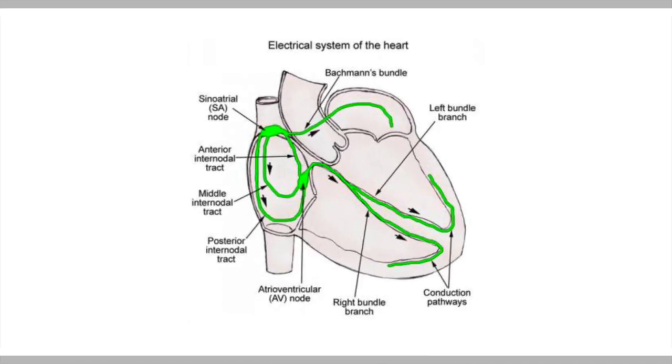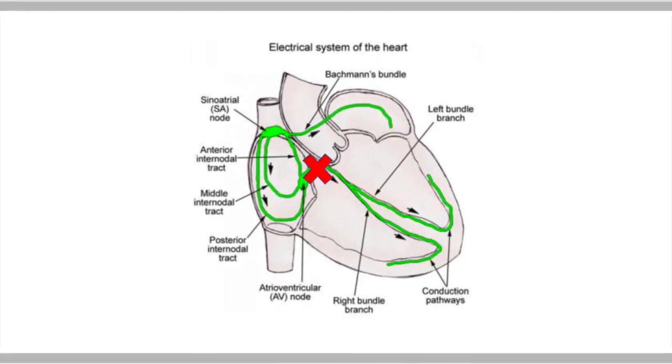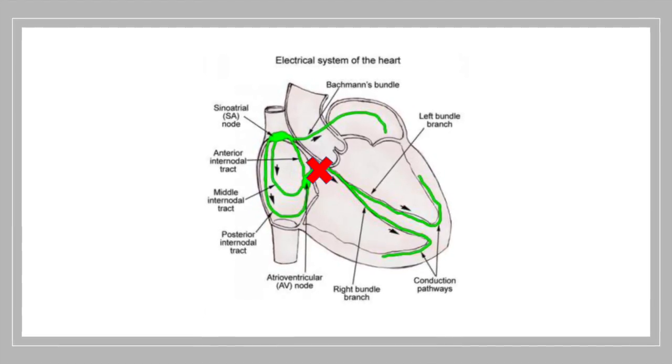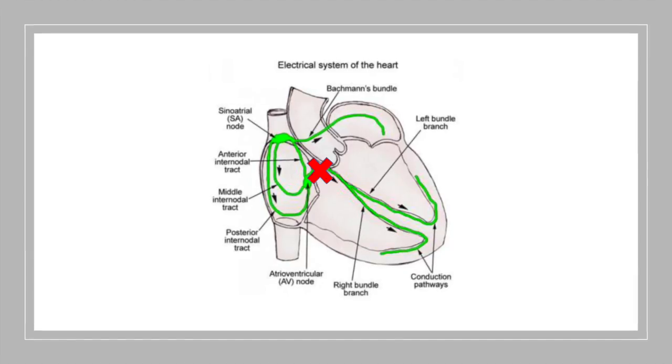Bundle branch block is a condition in which there is a delay or obstruction along the pathway that electrical impulses travel to make your heart beat. These obstructions can be easily seen in an ECG.